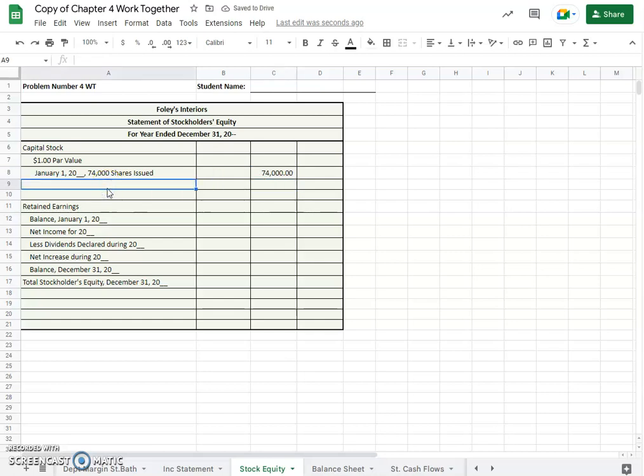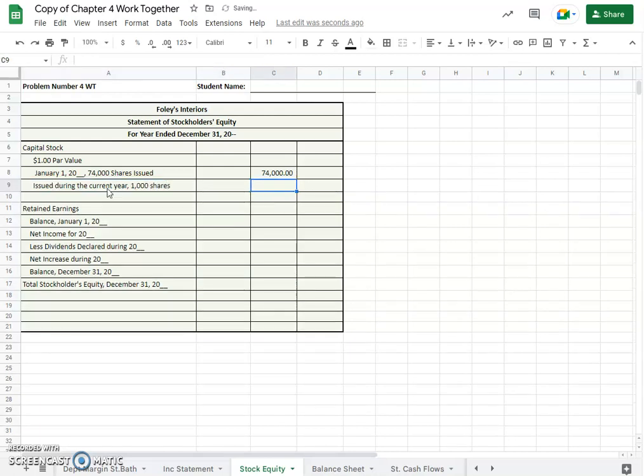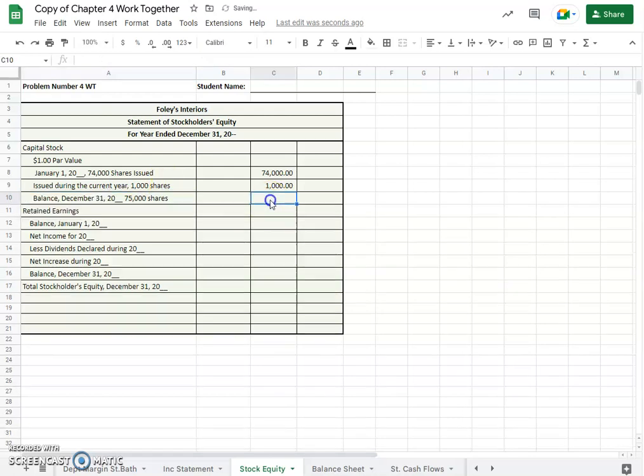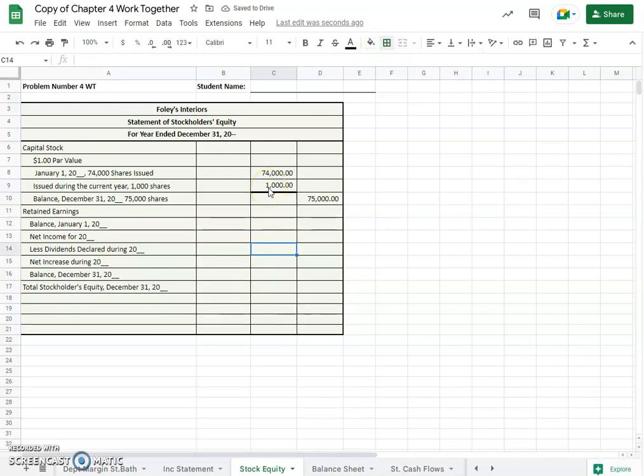There. And issued during the current year, 1,000 shares. So $1,000 here. Our balance as of December 31st of the current year, there's 75,000 shares. We should probably do a formula. Add them together. And because we added, we would do a thick border.